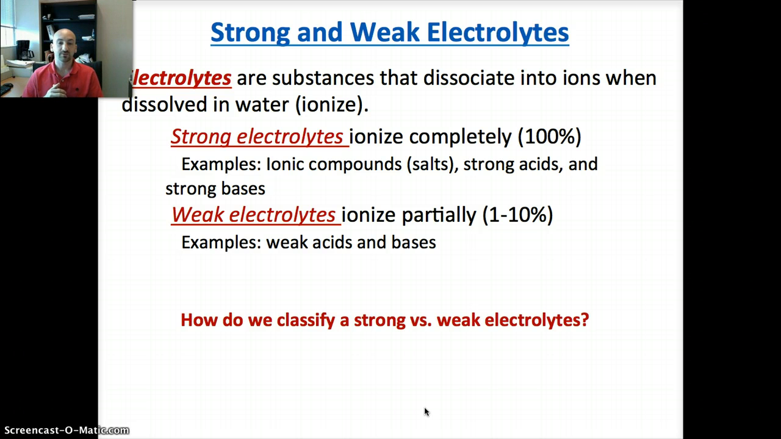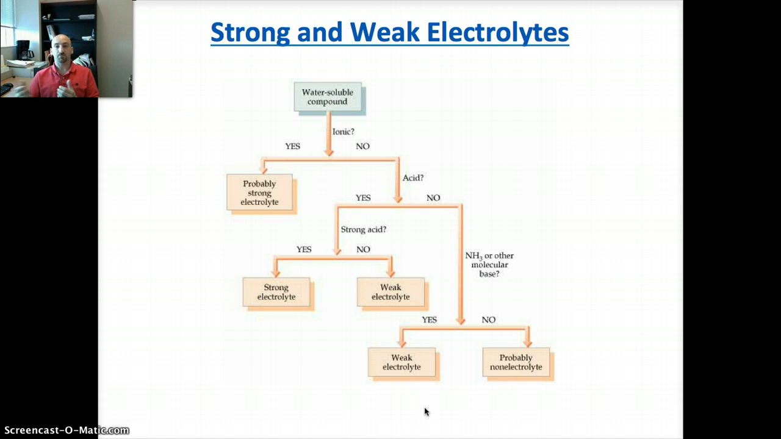Well, electrolytes can be divided into either strong or weak electrolytes. A strong electrolyte is going to ionize completely. That means 100%. These are going to include things like the ionic compounds, your strong acids and strong bases, which we'll talk about later in this chapter. And weak electrolytes are going to ionize partially, so less than 10%. And so really, how can we classify the difference between a strong and weak electrolyte? If I gave you some sample and I said, is it a strong or weak electrolyte, you could probably use a flow chart like the one shown here in order to determine that.